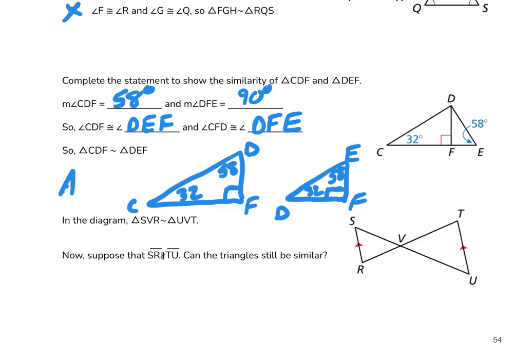Okay, and so once again, for today, it's going to be pretty easy because we only got one theorem. If we can't use that one theorem, then we can't do it, right? So once again, it's angle-angle similarity.